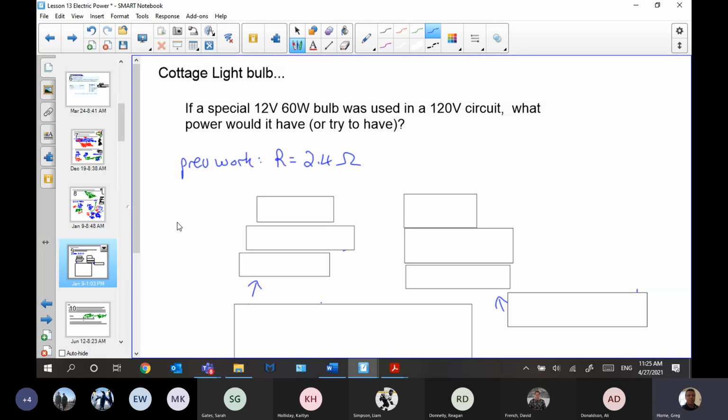What would a 12 volt, 60 watt bulb try to behave as if you hooked it up in a 120 watt? So you've got 10 times as much current, and each of those electrons in that current is carrying 10 times as much energy. What wattage would that bulb try to behave as? This should be doable. If you're not able to follow this with me, you need to ask questions.